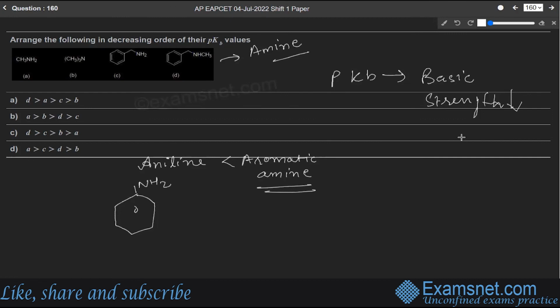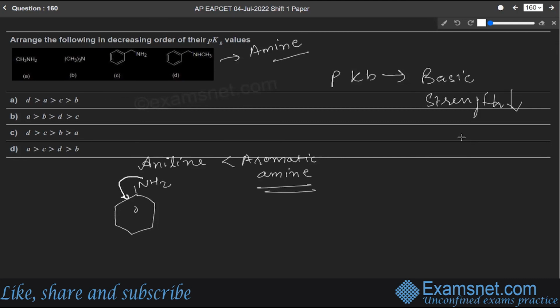Everybody knows that if the lone pair is delocalized in the ring, that means the lone pair is used up in the ring. That means it would have a less basic character. So we say aniline has a less basic character than the aliphatic amine, because in aromatic amines resonance is possible.